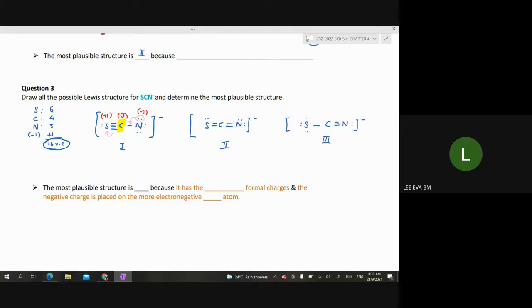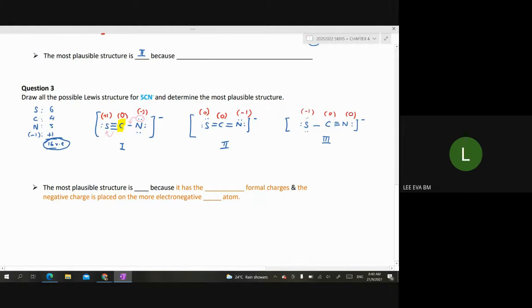Like second structure, sulfur now becomes 0 because valence electron 6 minus 4 dot minus 2 line gives you 0. Carbon is still 0. Nitrogen 5 minus 4 minus 2 gives you a value of, what's the value given? -1. Negative 1. How about structure number 3 for sulfur? -1.